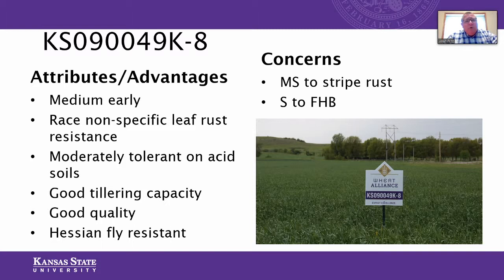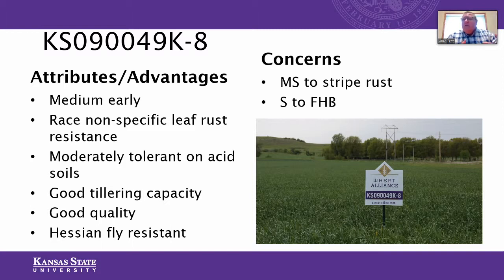So good on acid soils, very good tillering capacity. Those of you who remember Duster, it's extremely high tillering. This doesn't quite get to that capacity, but Overley was sort of the opposite end of the spectrum. I would say it's closer to Duster than it is to Overley, and that's resulted in good yield potential. The quality on it is good. And then the other thing that I like about it is it does have some Hessian fly resistance. Hessian fly isn't always a huge issue, but it's nice to have some options out there to deal with Hessian fly.